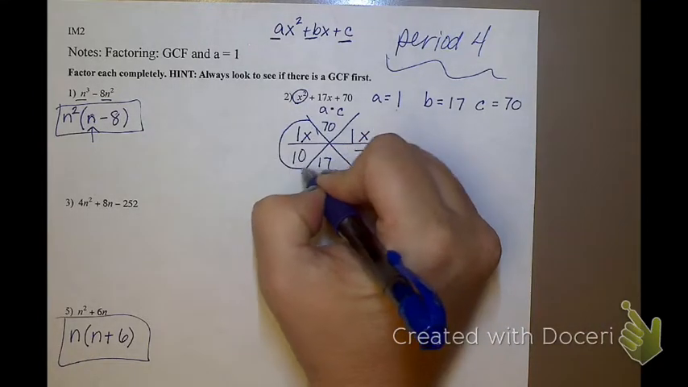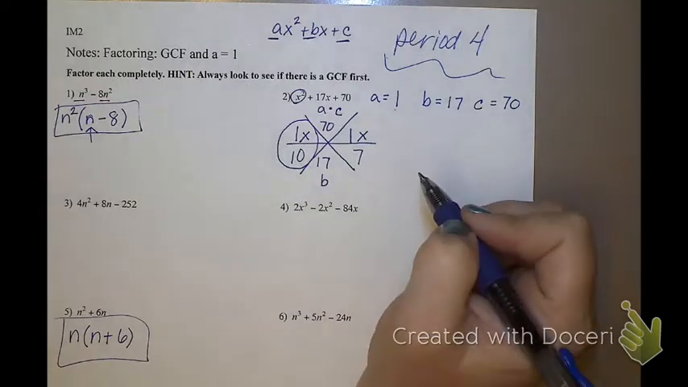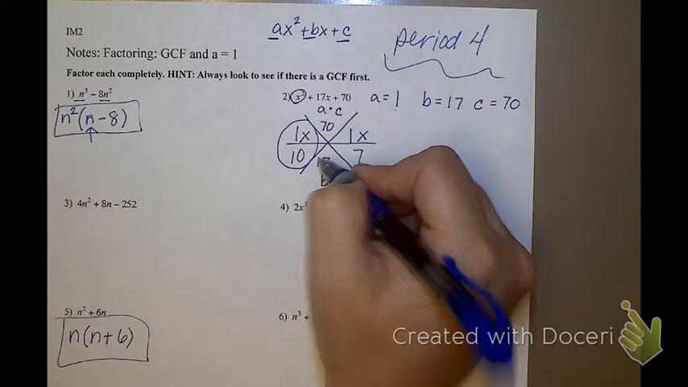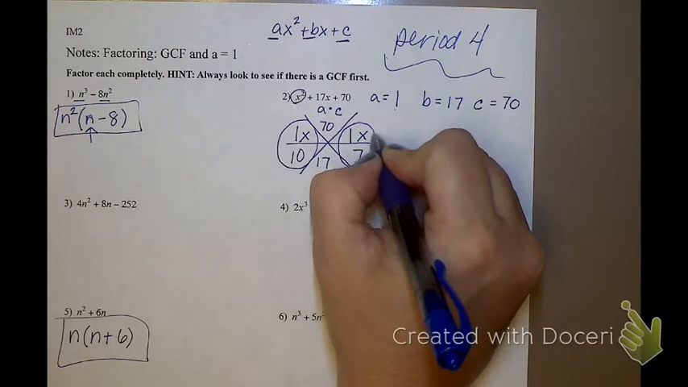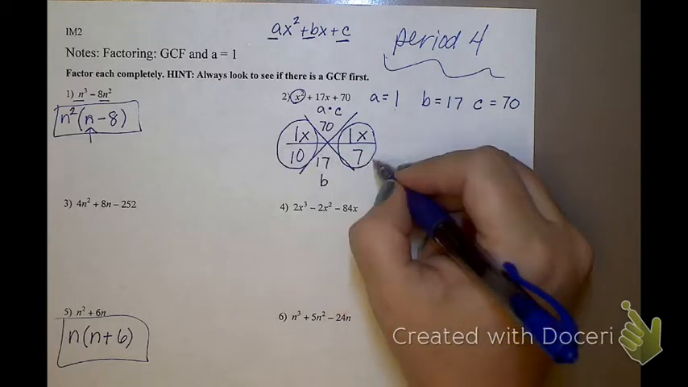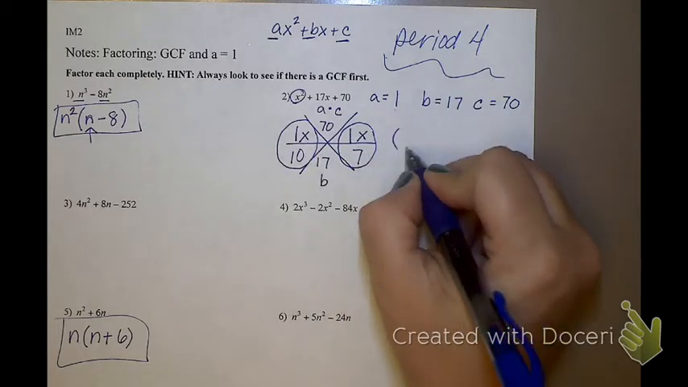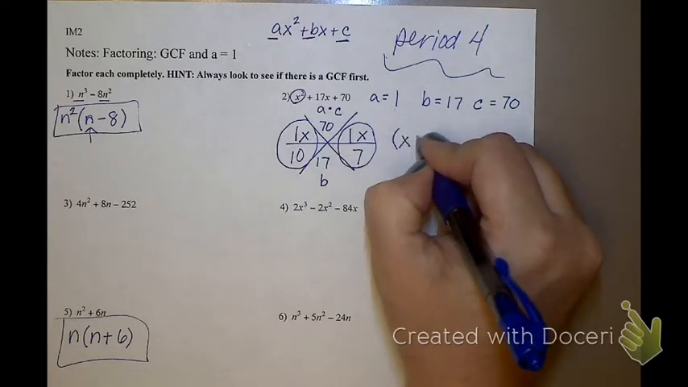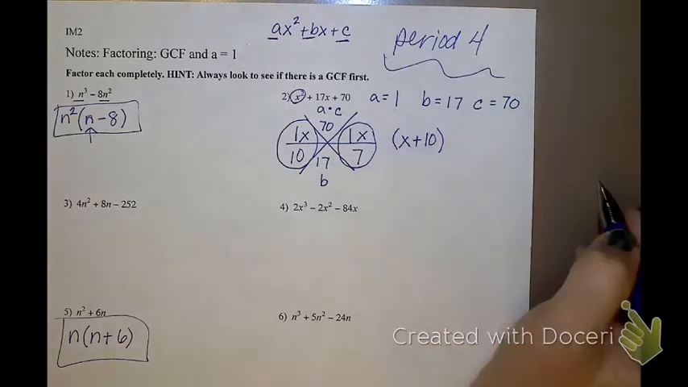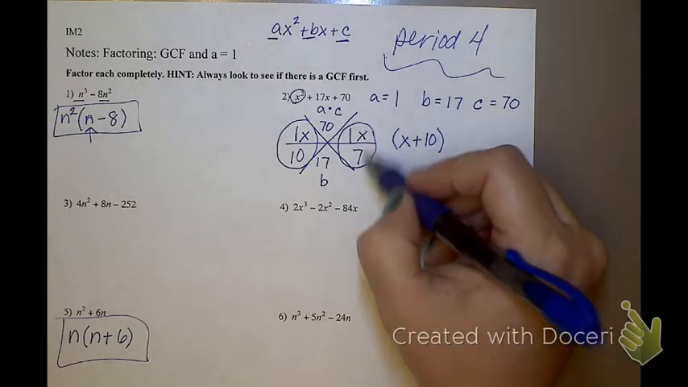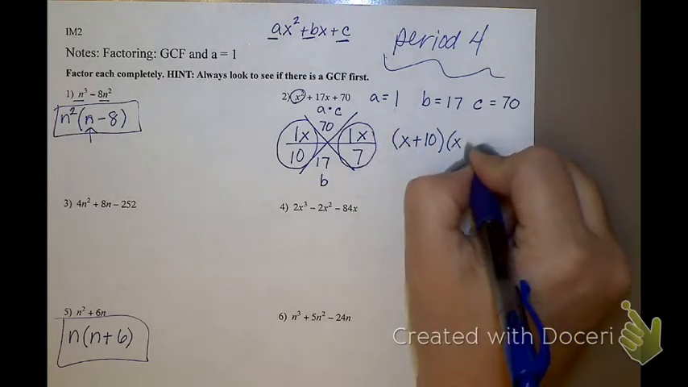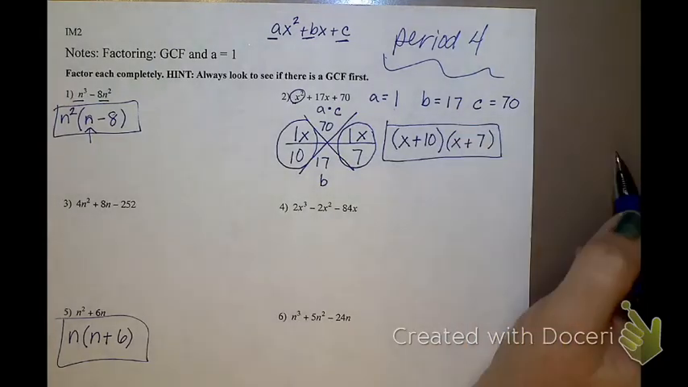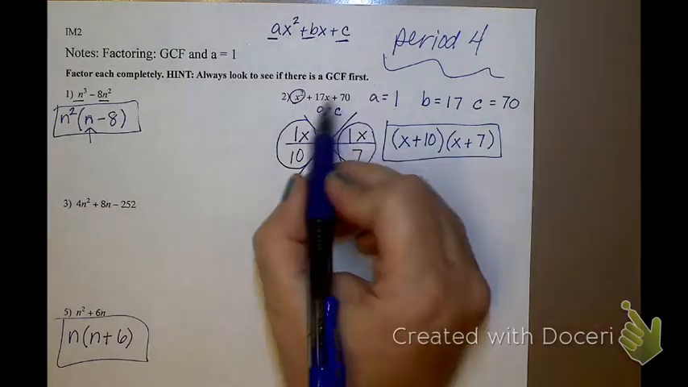This right here, you want to look at it like it's a fraction. 1x over 10. Can that be reduced at all? No. What about this one? Can it be reduced? No. So what those two fractions end up being is my parentheses. 1x over 10, I would call that x plus 10. And 1x over 7, I would call that x plus 7. Those are my two parentheses that if I were to multiply them out would get me that guy right there.